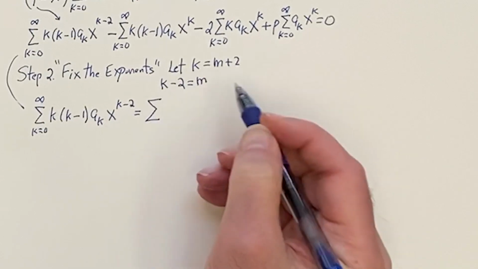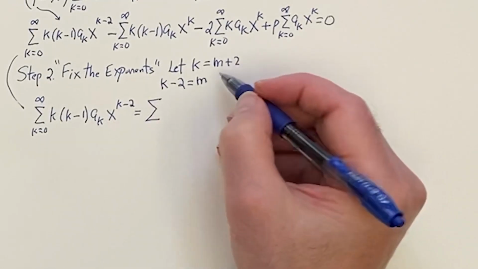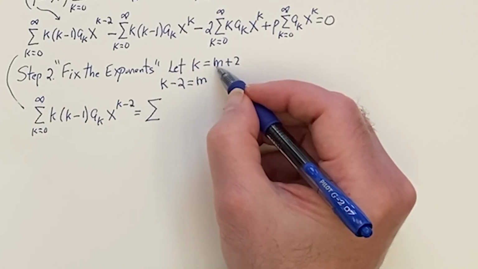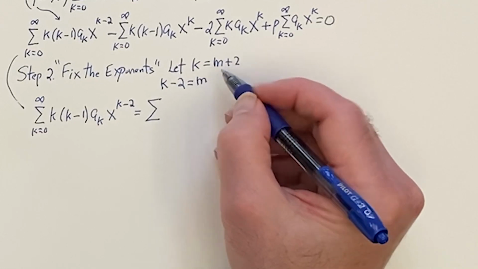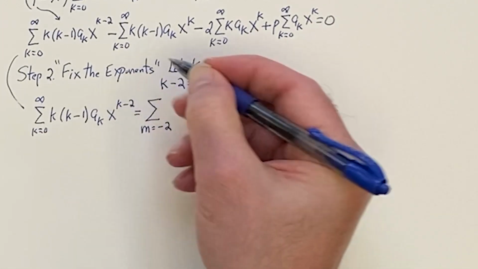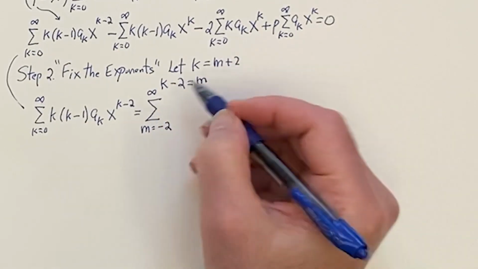So now if I do this, then when k is equal to 0, m is equal to minus 2. So what I'm going to do here is say m goes from minus 2, and then at infinity, well, it's infinity. We don't have any problems there.